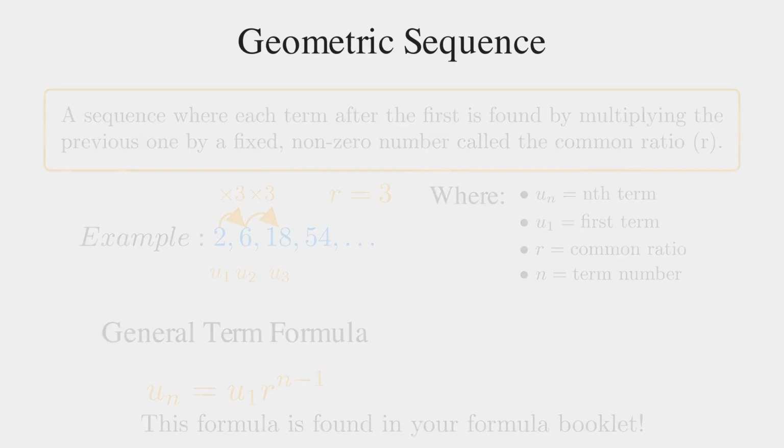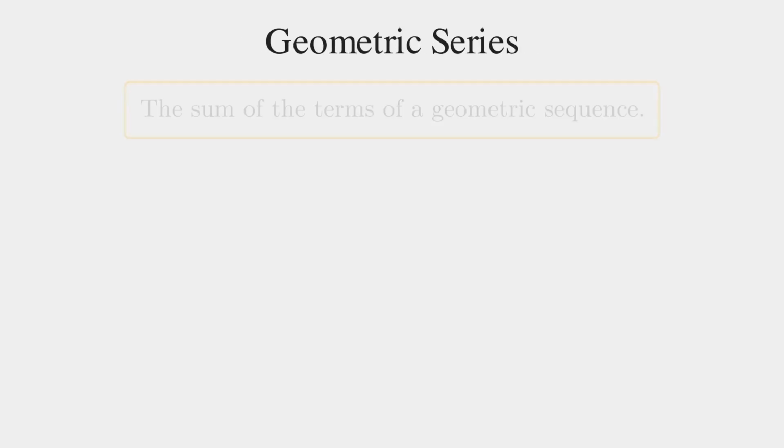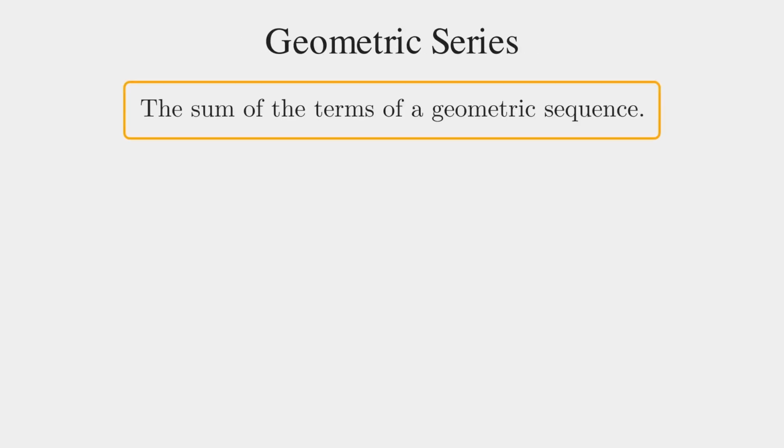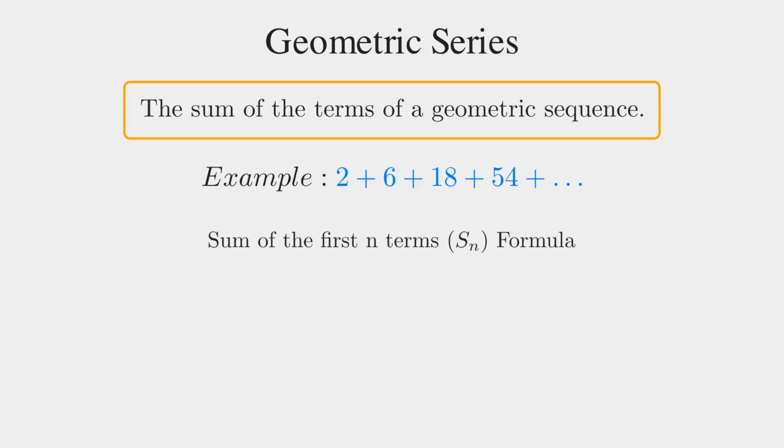Now what about a geometric series? Simply put, a geometric series is the sum of the terms of a geometric sequence. So instead of comma separating the numbers, we have the plus sign, like 2 + 6 + 18 and so on. Now let's find the sum of the first n terms, denoted as S_n.